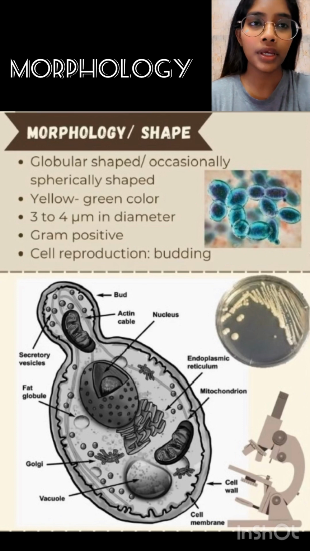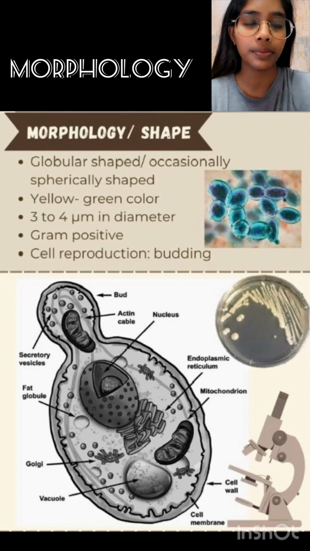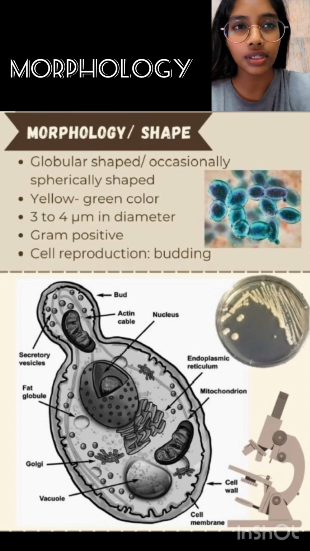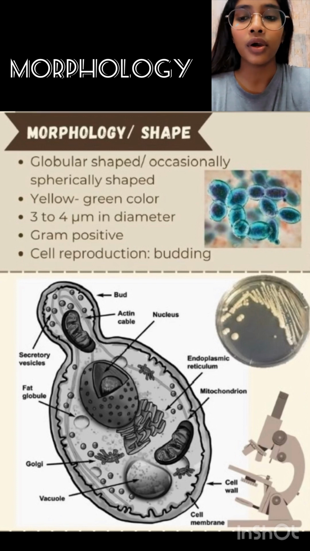Moving on to the first subtopic, morphology or the shape of the cell. This Saccharomyces cerevisiae is normally globular in shape. Sometimes we can find it in spherical shape. This cell is most of the time yellowish or greenish in color. It is too tiny to be seen with the naked eye because it has only 3 to 4 micrometers of diameter. This cell is also considered a gram-positive fungus because it has a quite thick cell wall. It reproduces using the budding method, which is an asexual reproduction method.